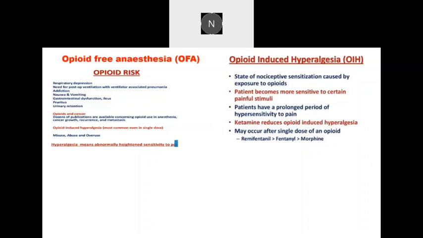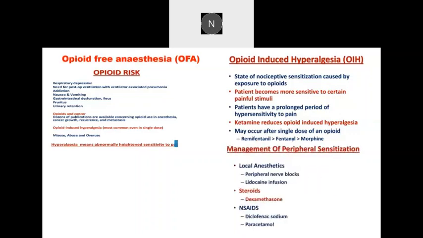And this is sometimes asked as a short note question by itself. Opioid induced hyperalgesia is a state of nociceptive sensitization. After exposure to opioids, you get more pain. And ketamine reduces this OIH, which may occur even after a single dose. So it's not necessary that patients should be receiving opioids chronically, but it is more common in cancer patients. After a few days of usage of opioids, they develop this problem.